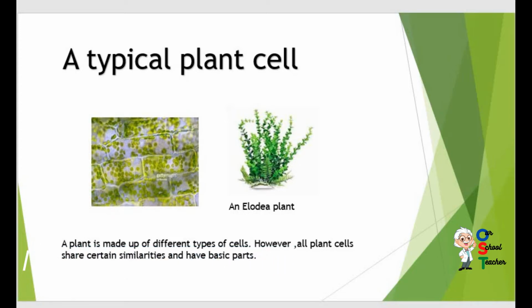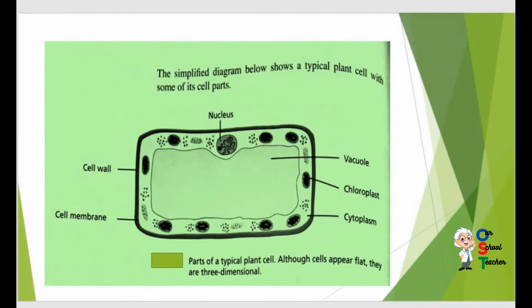A plant is made up of different types of cells. However, all plant cells share certain similarities and have basic parts. So we are going to discuss these basic parts of the cell. Okay, this is the plant cell. Look at all these parts.